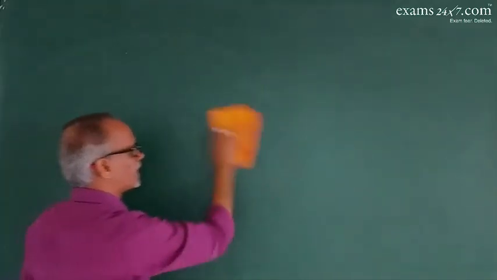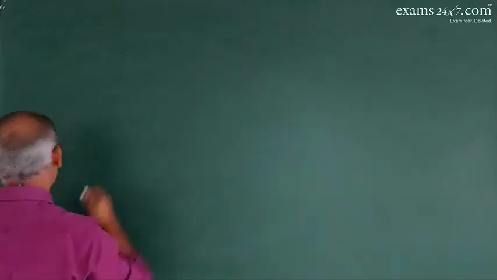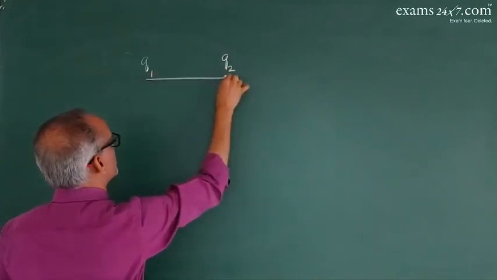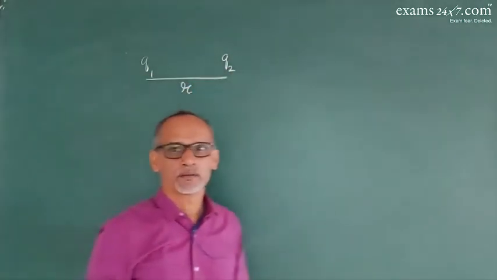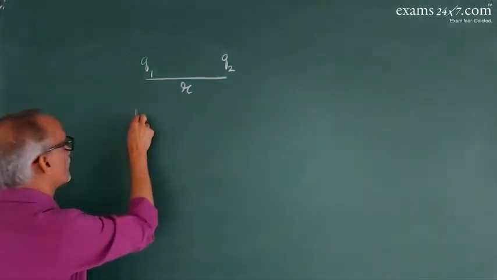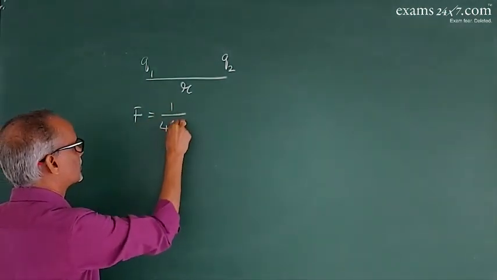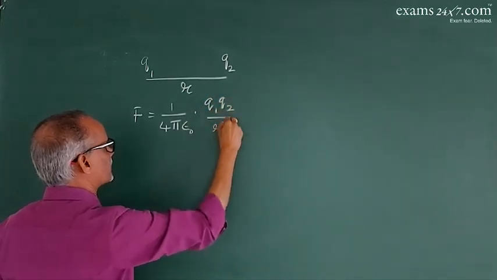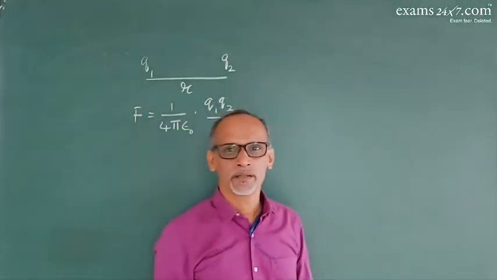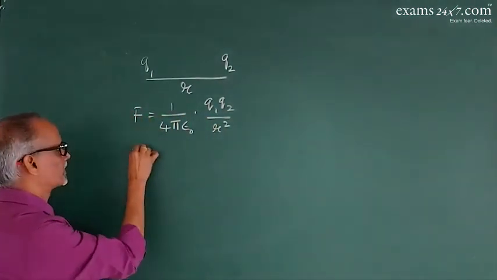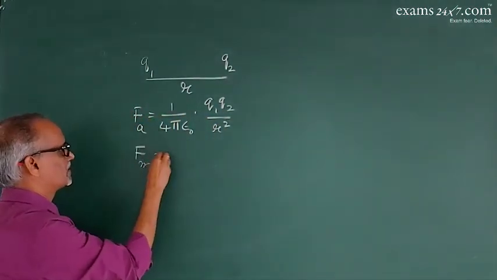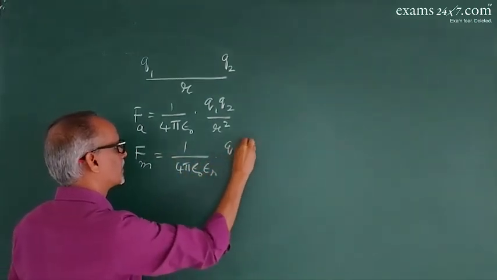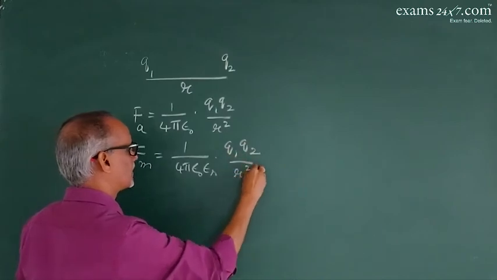Now that is the dimensional formula of the specific charge. The force between two static point charges Q1 and Q2 separated by distance r in vacuum is given by F is equal to 1 by 4 pi epsilon naught into Q1 Q2 by r square. But in a dielectric medium, F suffix m is equal to 1 by 4 pi epsilon naught epsilon r into Q1 Q2 by r square.